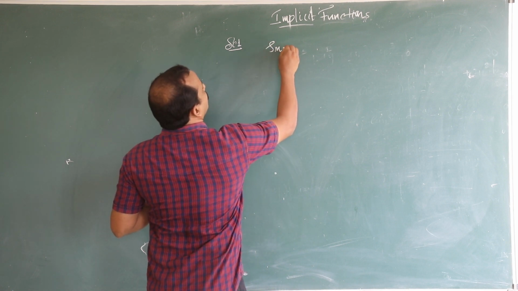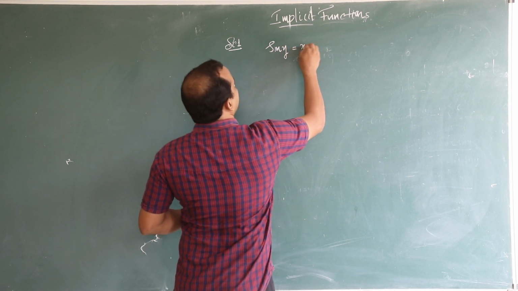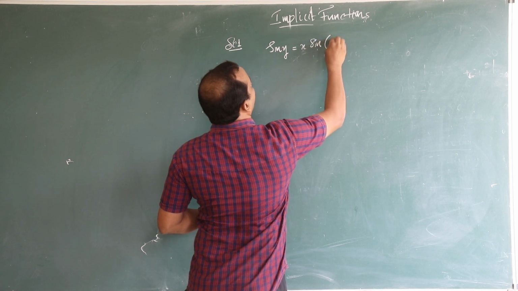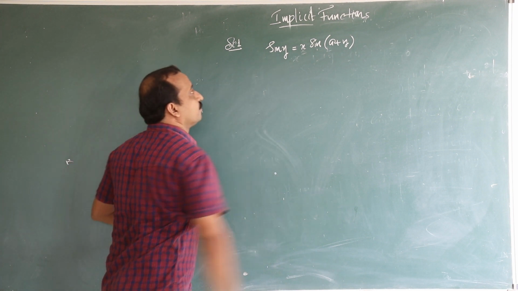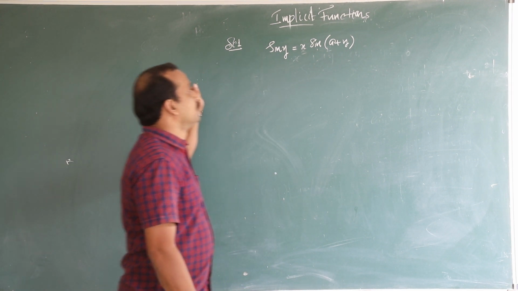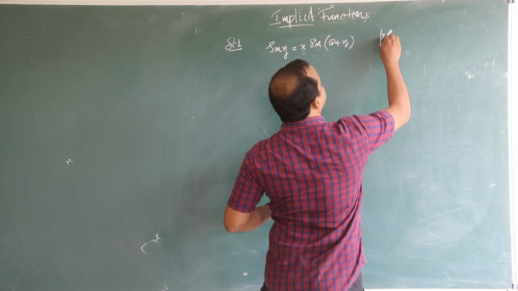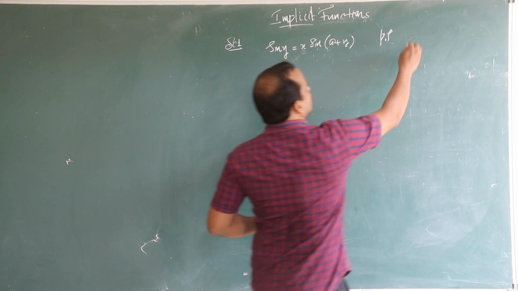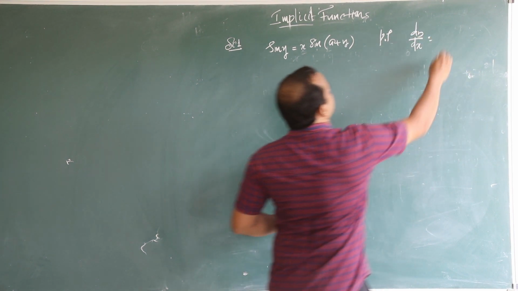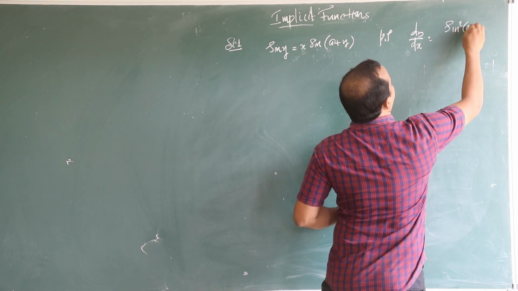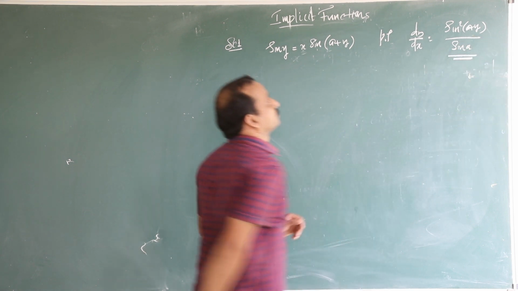If sine y is equal to x into sine of a plus y. This type of question is very important. Sine y is equal to x into sine of a plus y. Then prove that dy by dx is equal to sine square of a plus y divided by sine a.